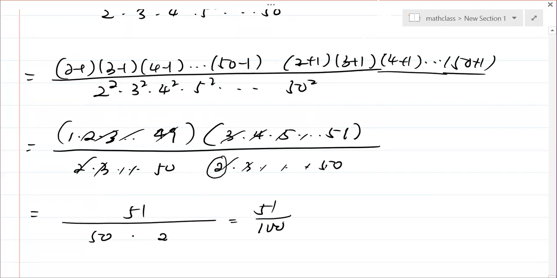All right, this is the most difficult problem. It's not easy to figure out at the very beginning. Okay, but I hope you understand. This is from MathCounts.